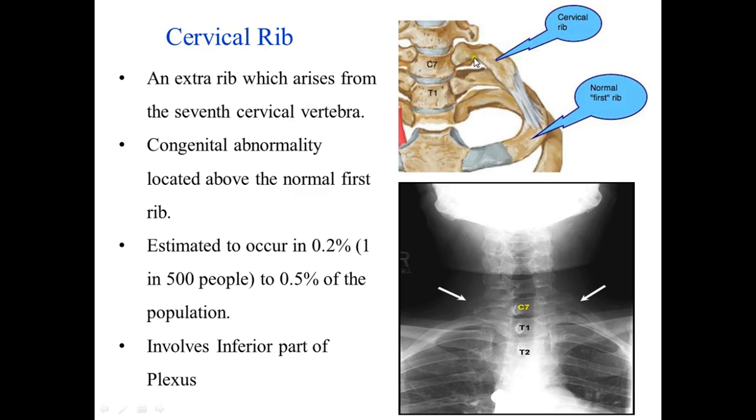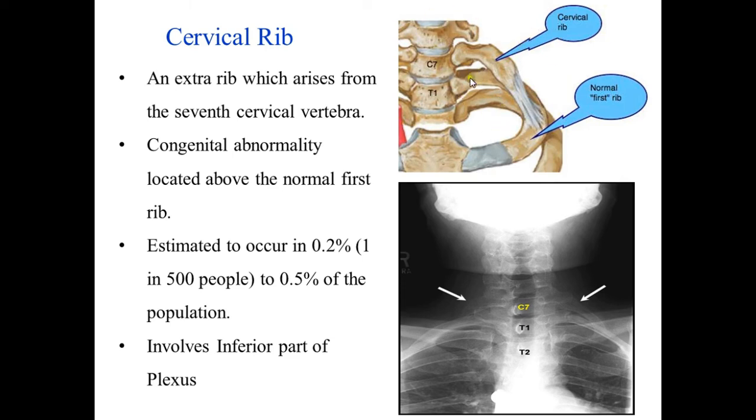Cervical rib. This cervical rib is an extra rib which may arise from the 7th cervical vertebra. It's a congenital abnormality located above the normal first rib. It is estimated to occur in 0.2%, 1 in 500 people, to 0.5% of the population, and involves the inferior part of the plexus.